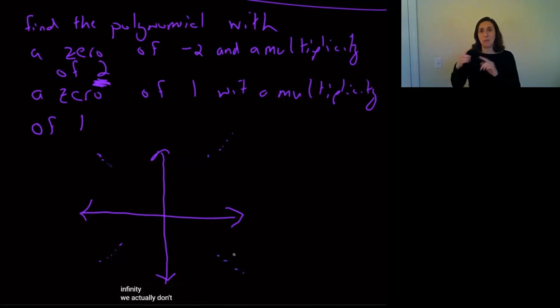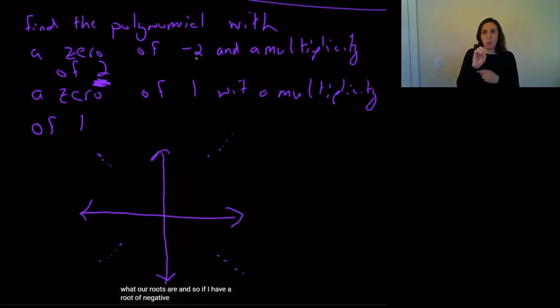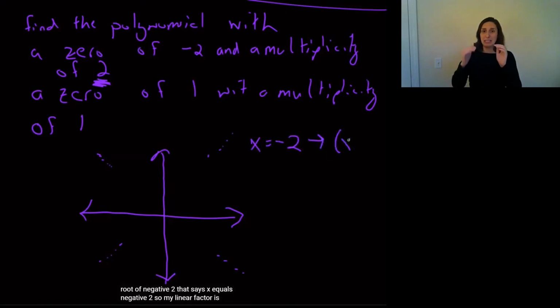And we actually don't have the leading coefficient. But what we can tell is what our roots are. And so if I have a root of negative 2, that says x equals negative 2, so my linear factor is x plus 2.